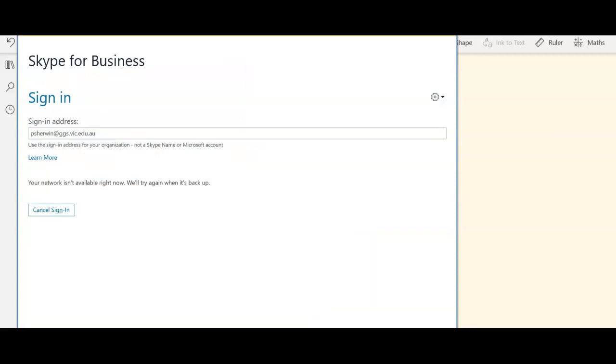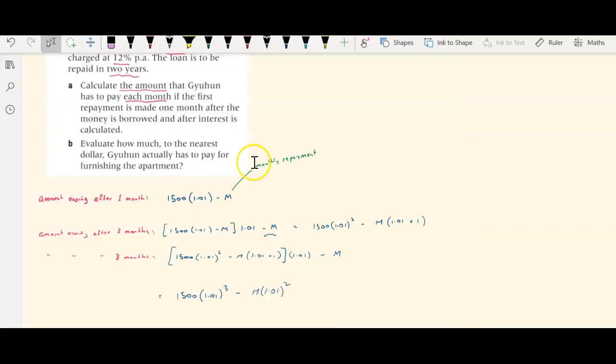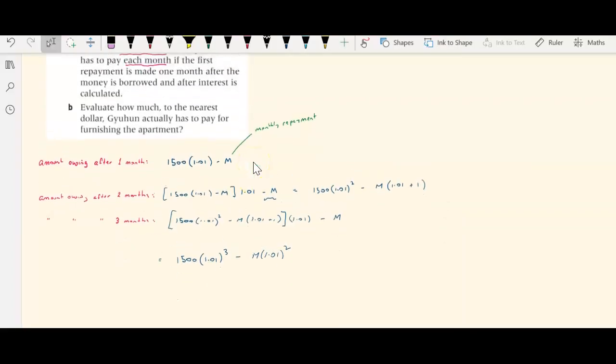Sorry about that, I inadvertently hit Skype for Business and it took me a while to shut it down. Okay, so I've now distributed this negative M by 1.01 by 1.01. Now I need to distribute minus M times 1, which is minus M times 1.01. I hope you agree. So that's this by this by this, minus M by 1.01. And finally, minus M on the end.